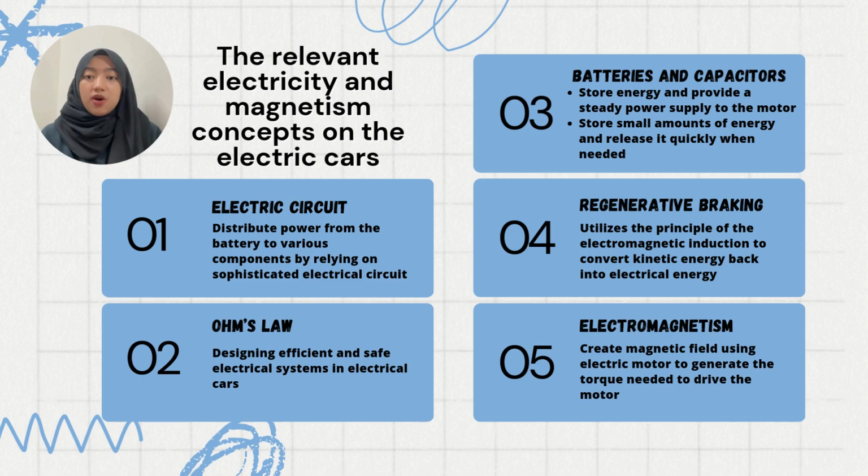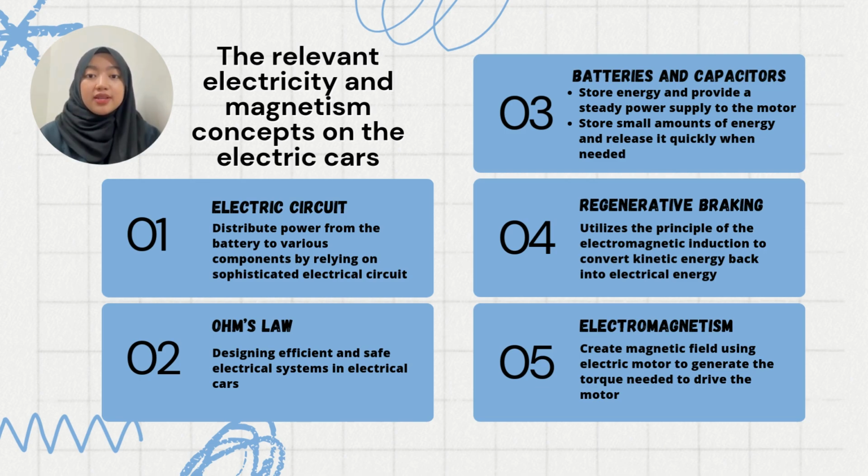Next, Ohm's law is the relationship between the voltage, current, and resistance in electrical circuits, which is V equals IR. Ohm's law states that the flow of electric current through a conductor like a wire depends on voltage and resistance. In simple terms, Ohm's law helps us understand and control the flow of electricity in electric cars, ensuring that the motor gets the right amount of power and the battery charges safely.